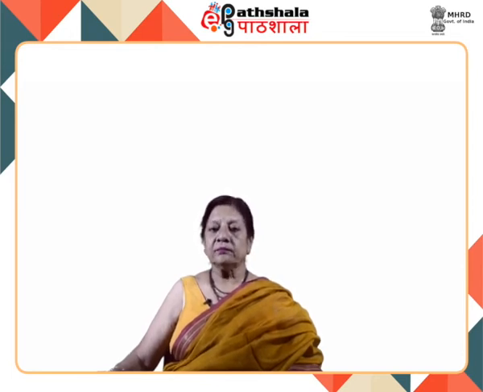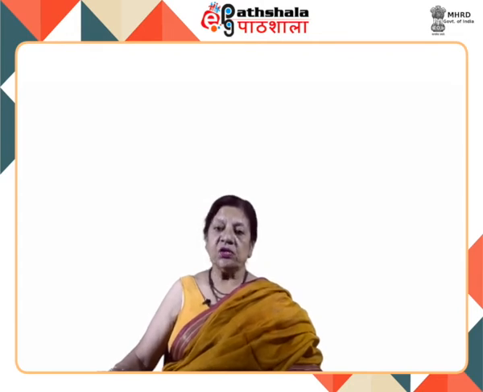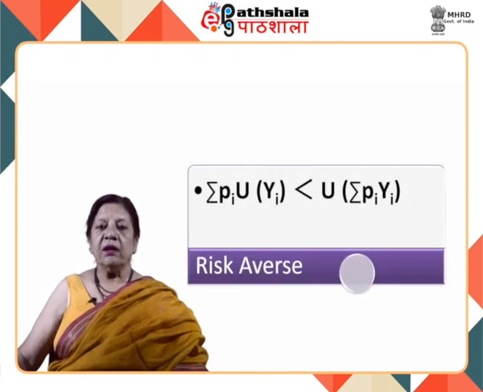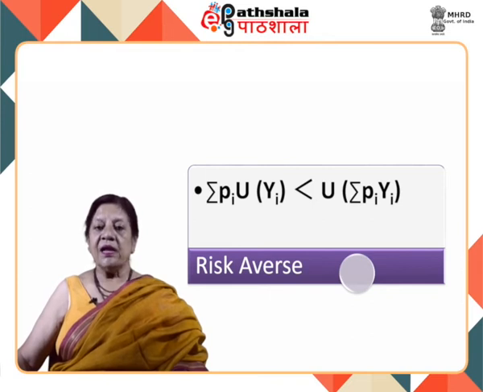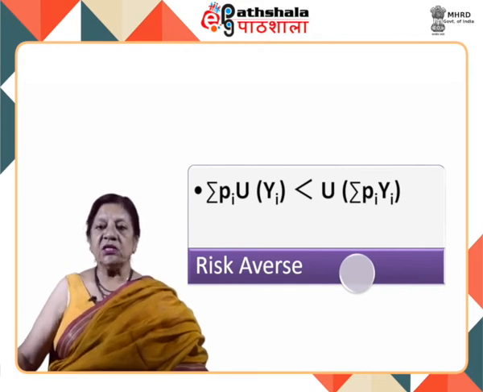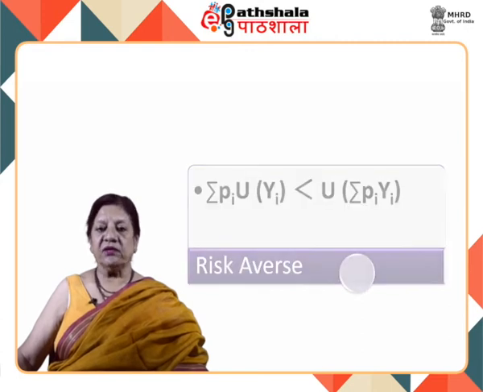and where P1 and P2 lie between 0 and 1. In general, sigma Pi U(Yi) is less than U(sigma Pi Yi). This type of utility function characterizes an economic agent or individual who is risk averse.